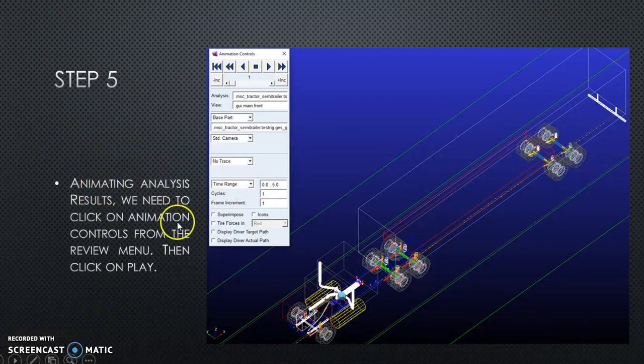the final torque is 3. Step 5 is animating analysis results. We need to click on animation controls from the review menu, then click on play. In this case we need to click on this icon.